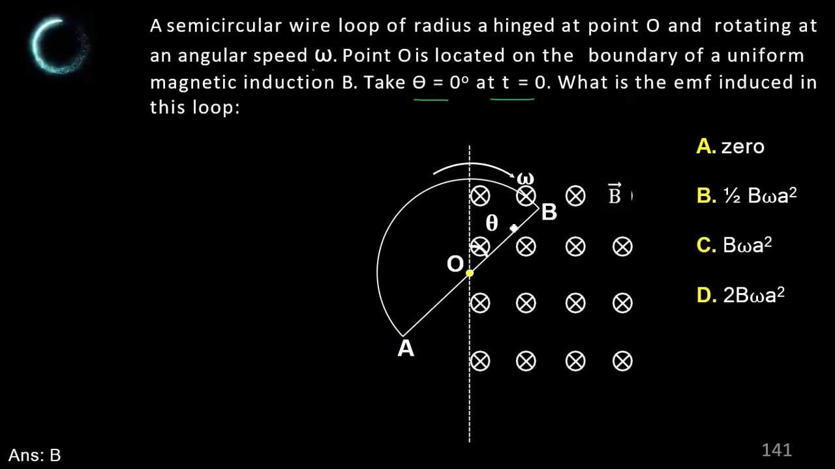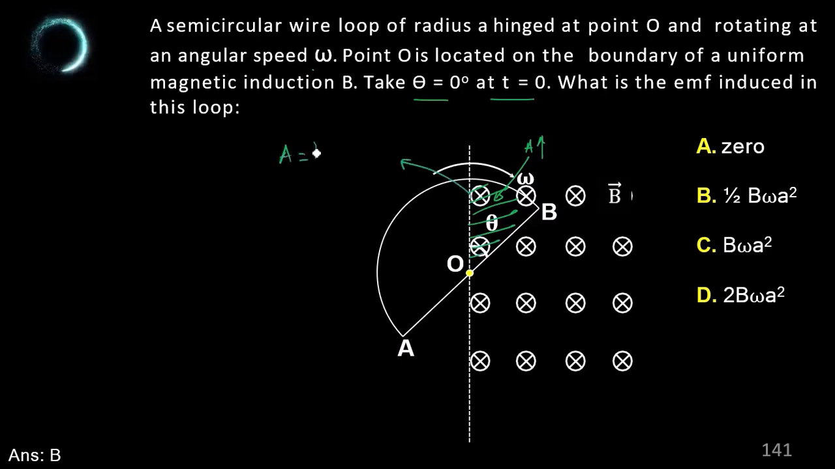So once the loop is entering inside this, gradually what is happening? The area is increased. So what is the area at any time t? At any time t, what is the area of this sector? Half theta into r square.